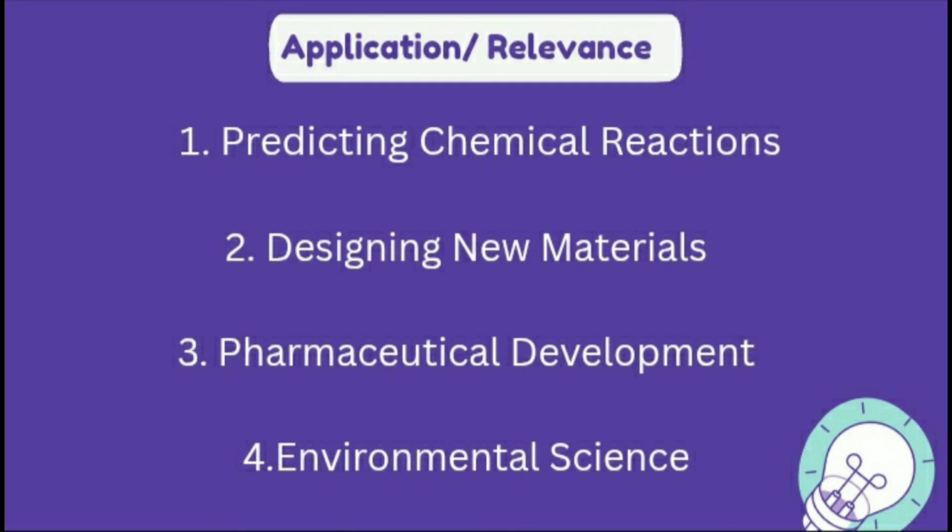And second is designing new materials. Valence electrons are crucial in materials science for designing materials with specific properties such as conductivity and strength. For example, semiconductors like silicon. It has 4 valence electrons, making them ideal for electronic devices.